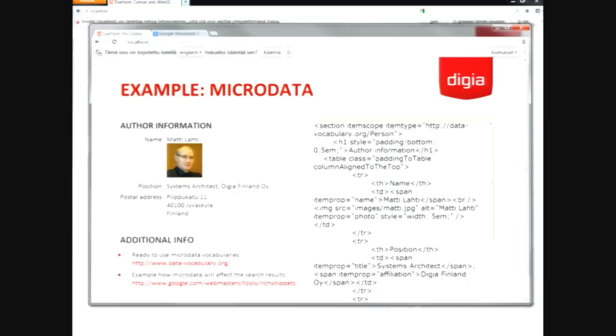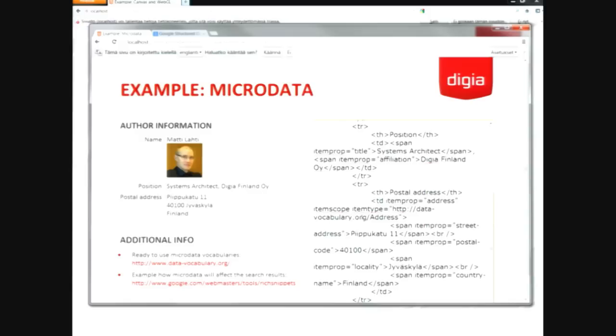It's done with itemprop attributes. You must say that this data will use this kind of vocabulary. It uses a predefined vocabulary that is found from that address. You can create your own vocabularies or use these already made vocabularies. And this is itemscope: from these sections, this information should be found. And address uses some more specific vocabulary, and it's mapped to its data.